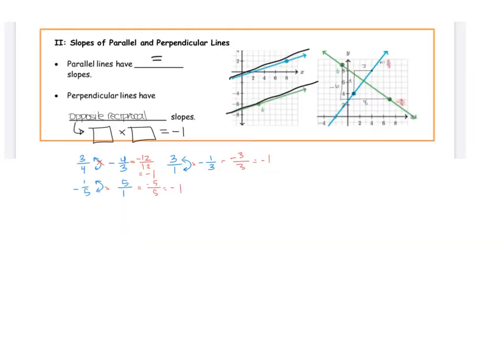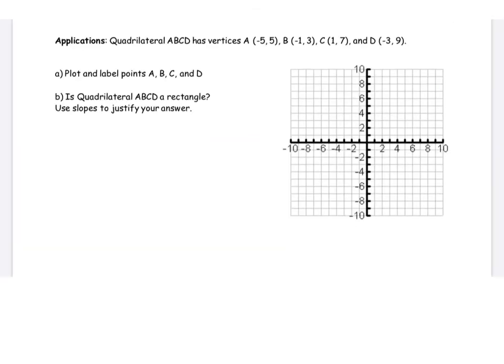So now that we remember these two relationships, we can look at a shape on the coordinate plane and determine whether or not the lines involved in that shape are parallel or perpendicular, and therefore classify the shape as specifically as possible. So let's try this example. I am going to plot points A, B, C, and D, and then I'm going to try to determine if that quadrilateral is a rectangle using the slopes.